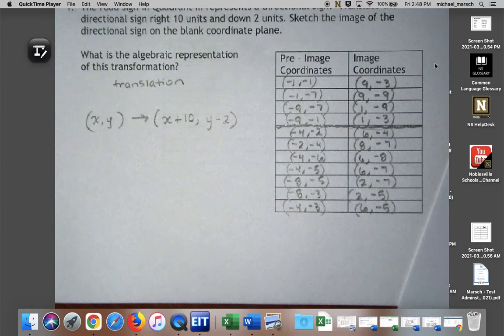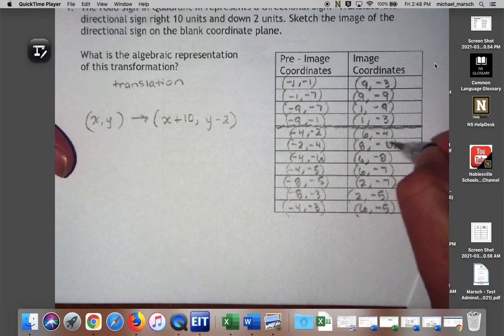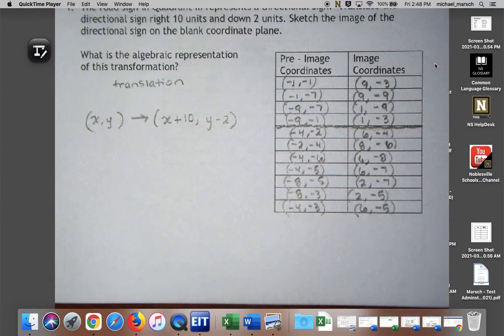Are you sure 8, -7? Is that right? Or is it -6? Wait, I'm always one off on this. Oh, that should be 8, -6. Yes, thank you. I was like, on the graph, that doesn't make sense. Yes, that is 8, -6.